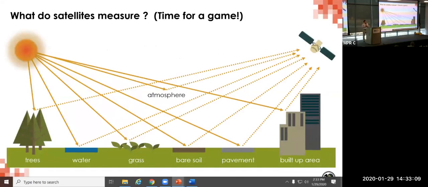And what are satellites actually seeing? Well, they're not only seeing the atmosphere. In the same field of view, they're seeing trees and water and grass and soil, and then in the atmosphere itself, there are particles, gases, and clouds.